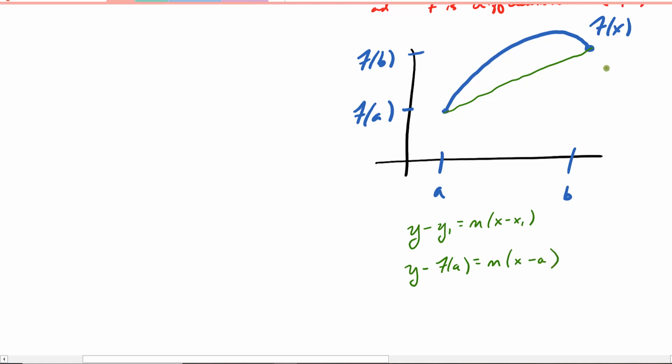And what would be the slope of this line? Well, we might know what it is, but we could also calculate it using just the slope formula. So notice that the slope is the difference between the two y values, f of b minus f of a, all over the difference between the two x values, b minus a. This is the slope of this green secant line here. Let's see if we can clean that up a little bit. Okay. So this is the slope of that line.